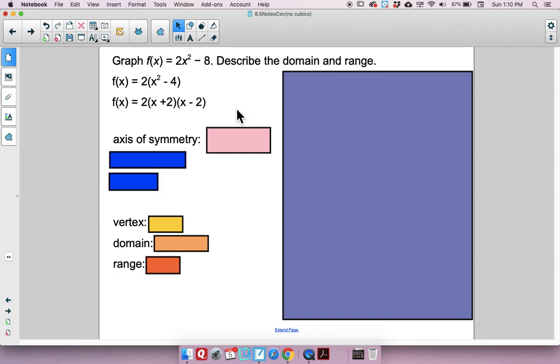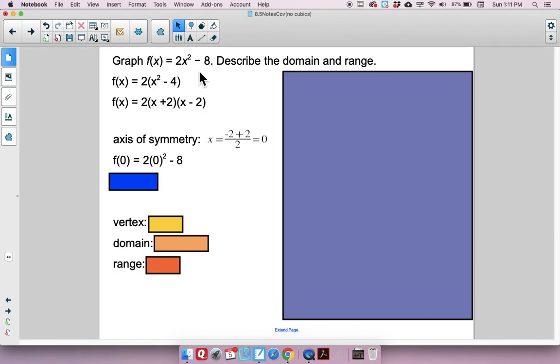It's just the mean between the x-intercepts. So the mean of those would be -2 plus 2 divided by 2, which equals 0. So what's our axis of symmetry? x equals 0. So you could basically see that the y-axis is our axis of symmetry. Which we kind of knew was going to be the case before we even started this, didn't we?